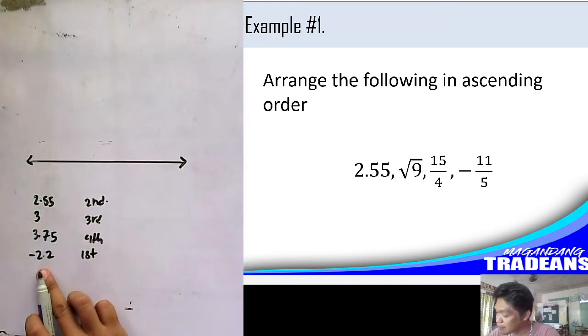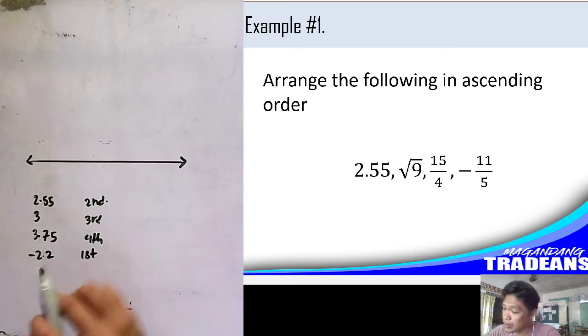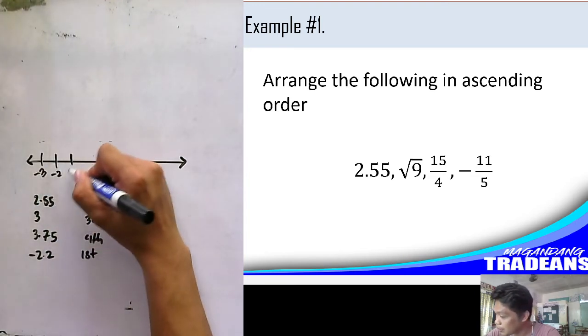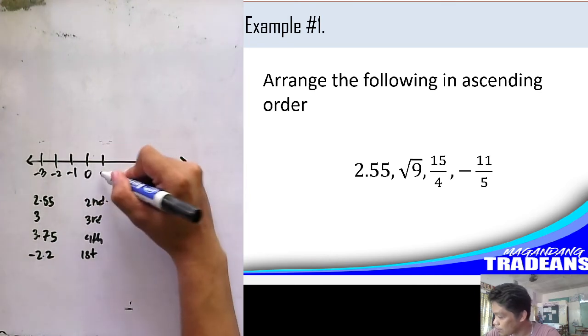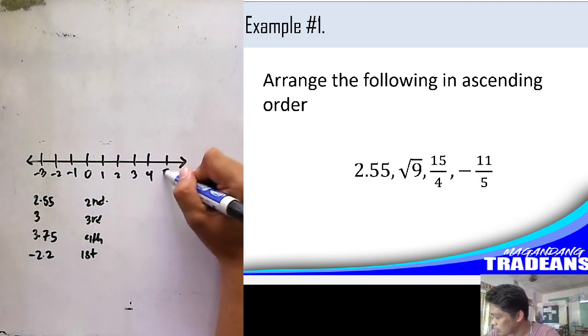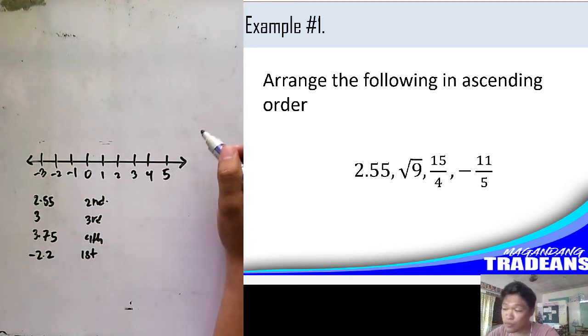So, the largest number is 2.2. What is next after 2.2 is negative 3. So, negative 2, negative 1, 0, 1, 2, 3, 4, 5. Or it depends on you how far you want to go.